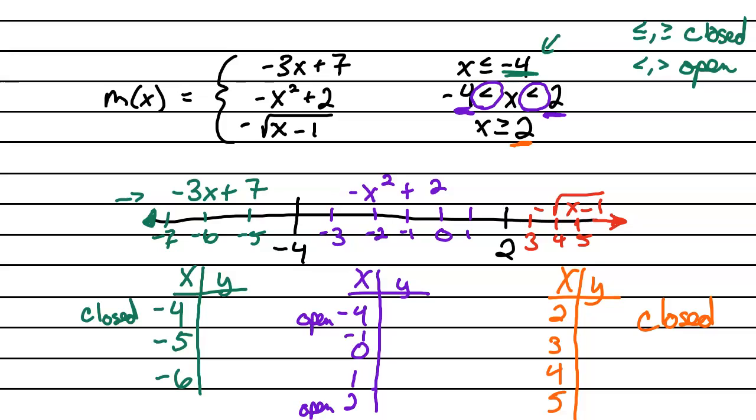So I'm going to plug in a -4. -3 times -4 would be 12. 12 plus 7 is 19. -5 times a -3 is -15. Plus 7 would be a positive 22. I don't know why I said 21. That should be a positive 22. And then -6 times -3 is 18. Plus 7 would be 25. So I have 3 points there.